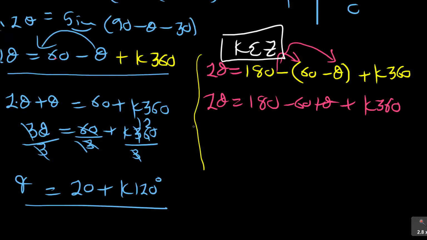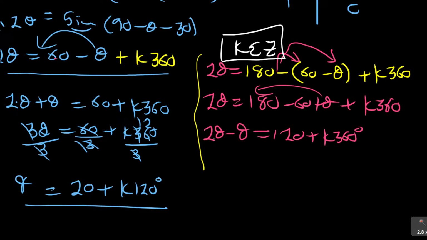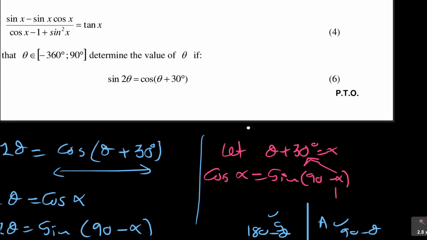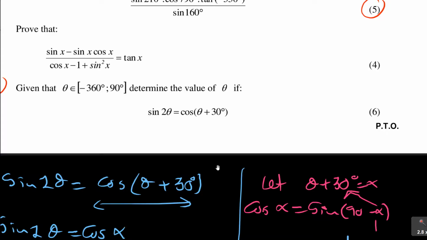Alright, very important. So I've got 2 theta. Now the positive theta coming there becomes minus theta. It's 180 minus 60, it's 120 plus k 360. See this? So 2 theta minus theta is theta. This one is equal to 120 degrees plus k 360. These are the general solutions. Now what you need to do, they said, is between minus 360 and 90.